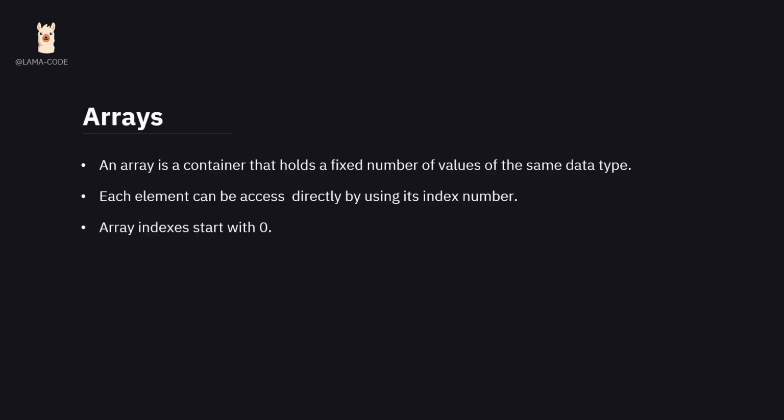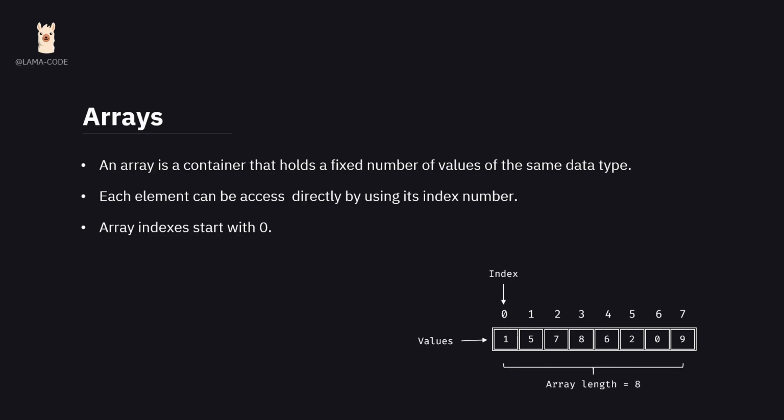So an array is a container that holds a fixed number of values of the same data type, which means that when declaring an array, you have to decide which data type you want to use. This can be integers, doubles, floats, characters, strings, booleans, and so on. And each element within an array can be accessed directly using its index number. And it's important to note that array indexes start at 0.